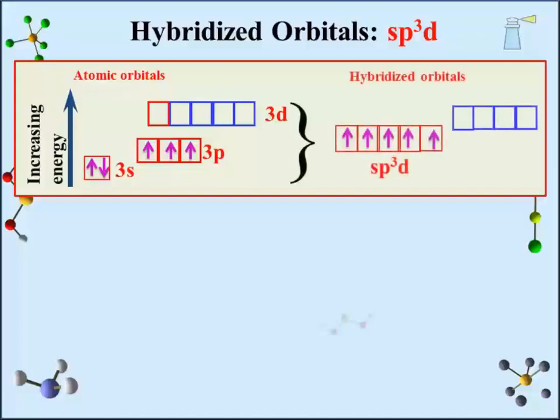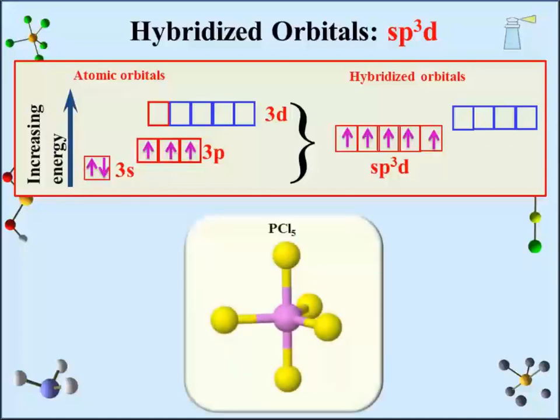Mathematically combining a single s orbital, 3 p orbitals, and 1 d orbital produces the 5 equal energy sp3d orbitals. Energetically, they are between the original p and the d orbitals. Also note that 4 of the 5 d orbitals are unchanged. Mixing in the d orbital creates a set of hybridized orbitals that's not too different from the sp3 hybridized orbital.